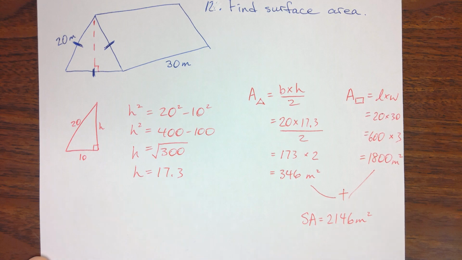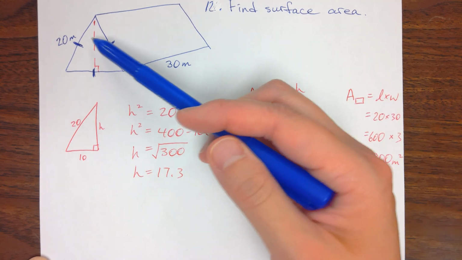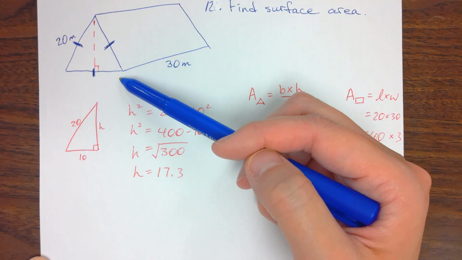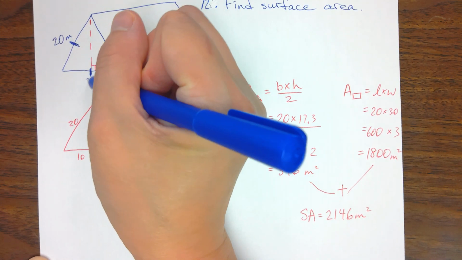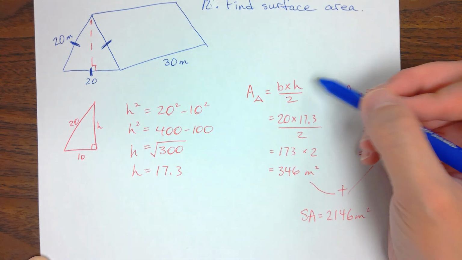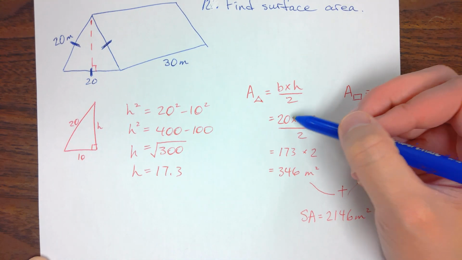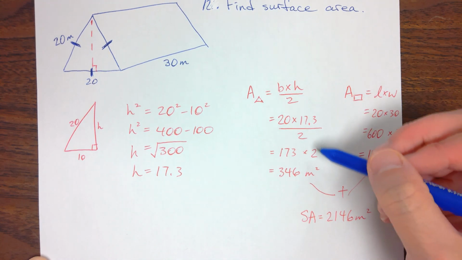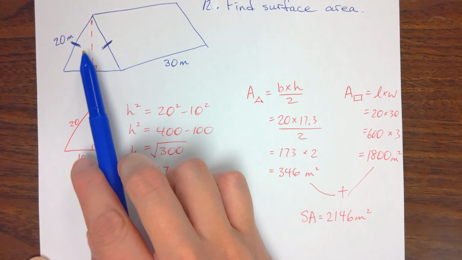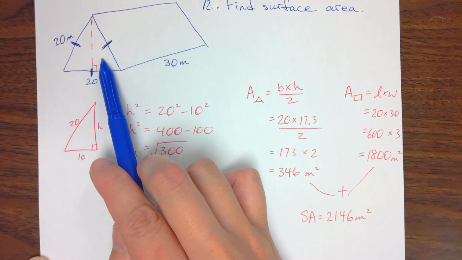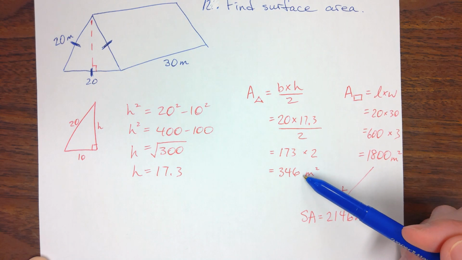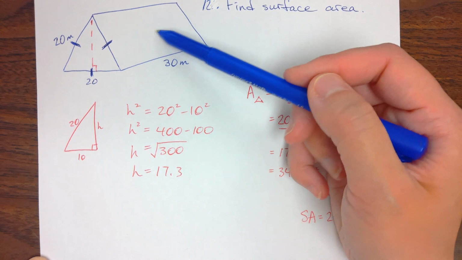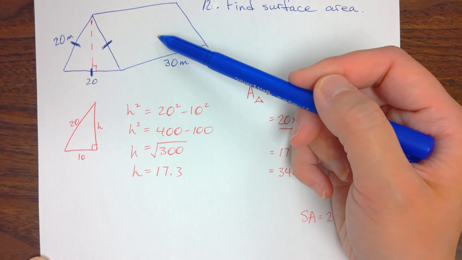When I came around, a lot of you got the 17.3, which is good. Now I want the base times height divided by 2. Remember, I'm looking at the big picture again. So my base is the 20, not 10 anymore. It's 20 times 17.3 divided by 2. I get 173. How many of these triangles do I have? 2 of them. So times it by 2, I get 346. Okay. Carson, what is this shape right here? How many of these rectangles do I have?